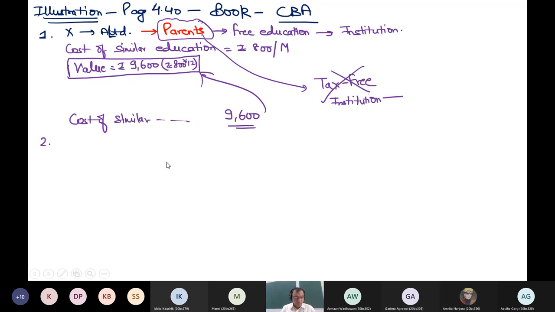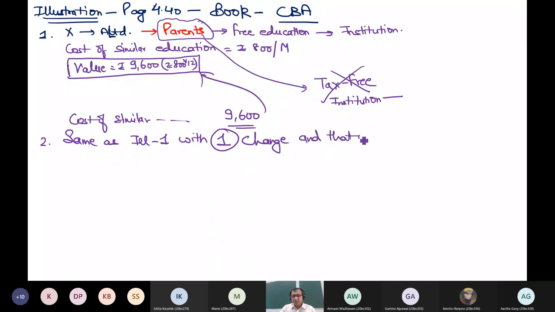Anyhow, second illustration. X is an employee of A Limited. His parents are provided free education in an institution maintained by the employer. Now everything is same, same as illustration 1 with only one change. And that change is that the cost of education in a similar institution is 3,000. Rest is same.